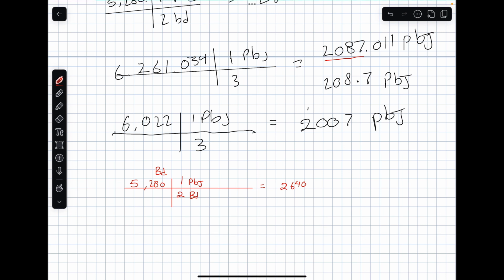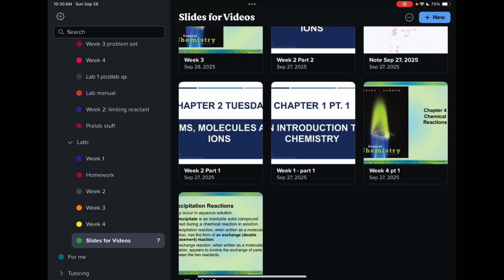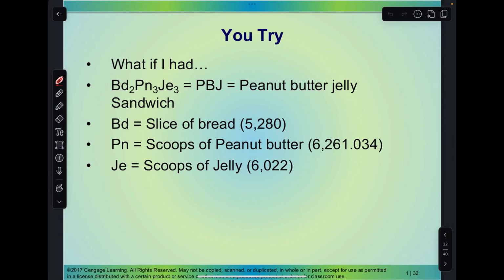So 2,807.1 or 208 points, my mistake, 208.7 peanut butter and jellies. And then we will also have, that's not right. This is the correct answer right here. And then we will also have 2007 PBJs from 6.022 jellies. And so again, our limiting reagent, if we go back to our slide that we've been working on, our jelly is going to give us about 2007. And so this is again going to be our limiting reagent.